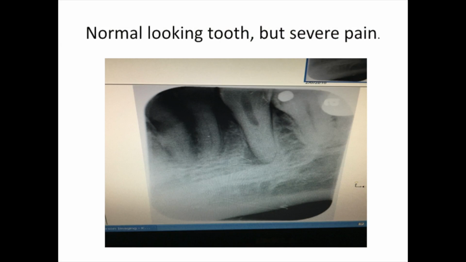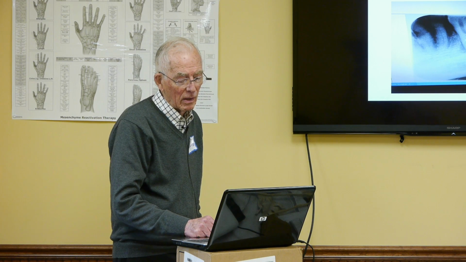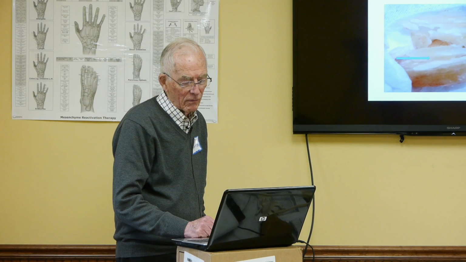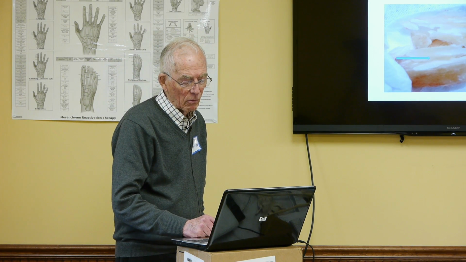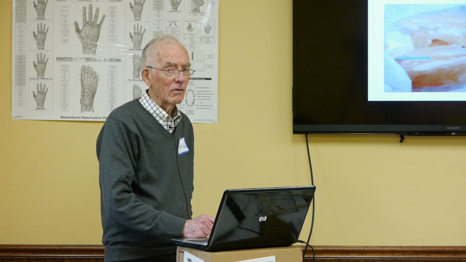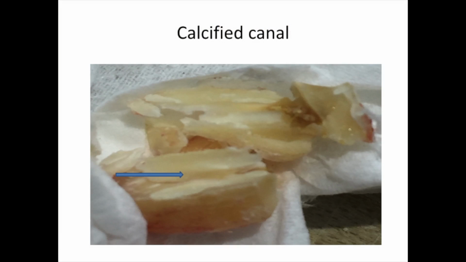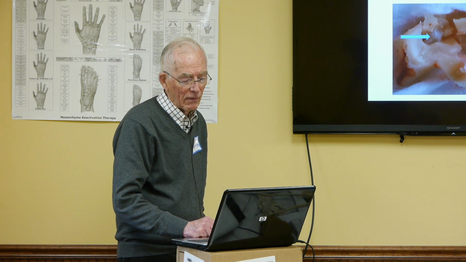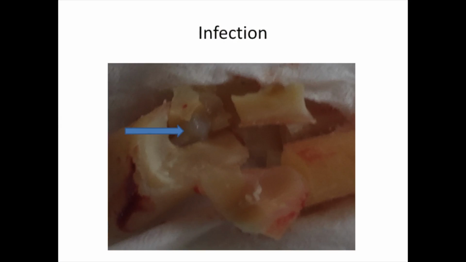This is a normal looking tooth. This is the result of the tooth that I looked at. A little point here shows the abscess. Where the arrow is pointing is a calcification of the nerve canal. So it couldn't get supplied with the good nutrients, and as a result here's a little infection showing the abscess developing in that tooth.